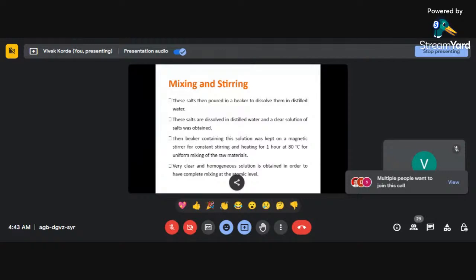The beaker containing this solution was kept on a magnetic stirrer for constant stirring and heating for 1 hour at 80 degrees Celsius for uniform mixing of the raw materials. A very clear and homogeneous solution is obtained, in order to have complete mixing at the atomic level. Why do we have to mix these chemicals? Because we have to intermix all the chemicals at the atomic level. That is why we are mixing those. Now please go to the next slide.